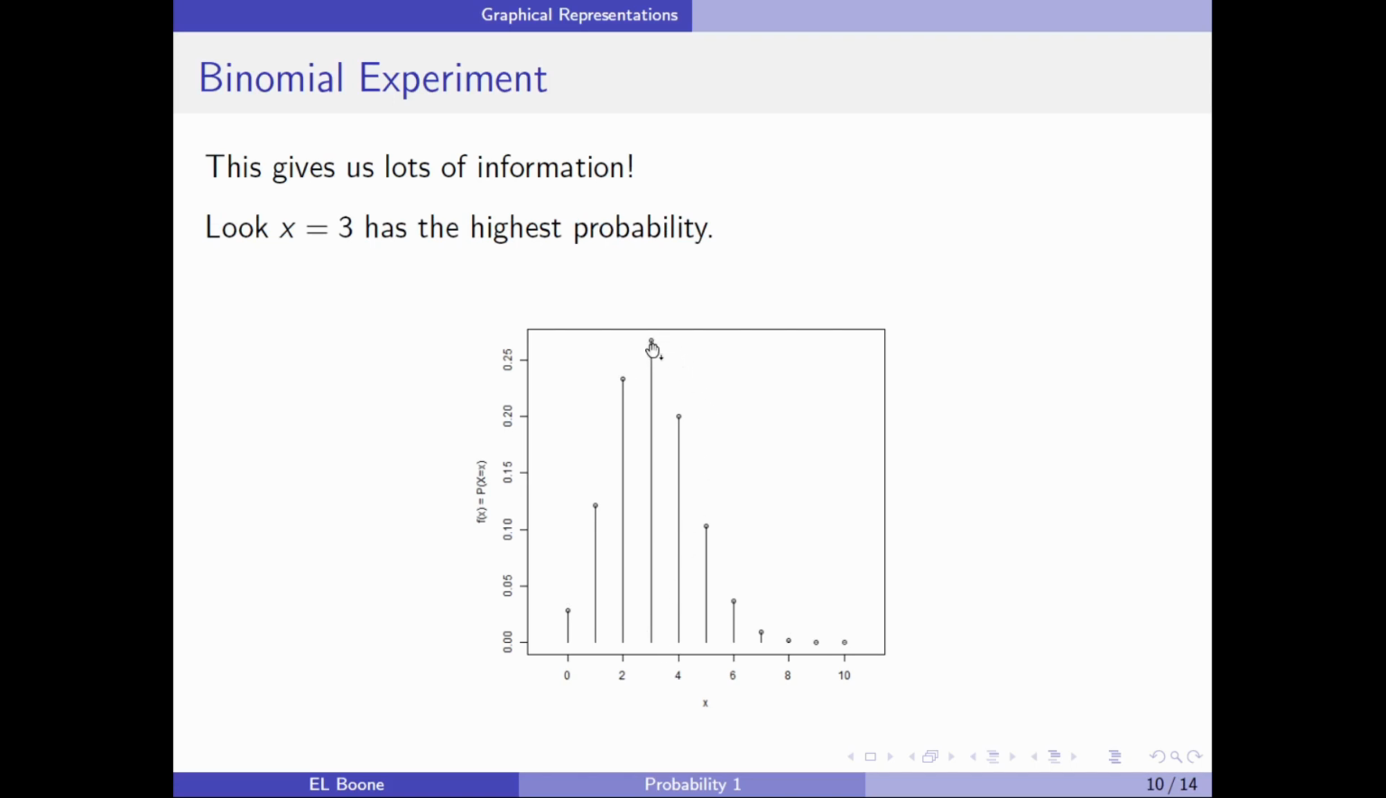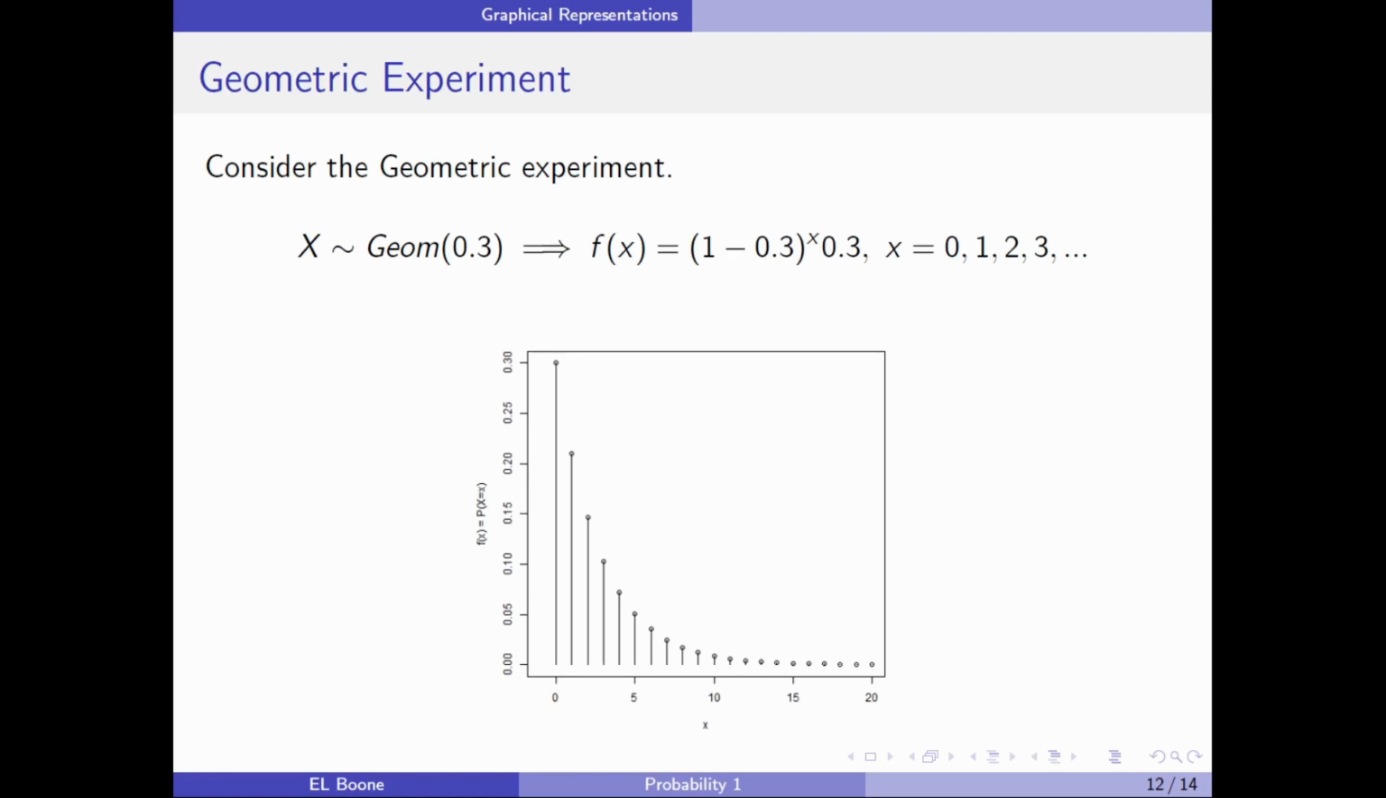If we looked at the formula alone, we'd be like, I don't know which one that is, and it might be difficult to figure out directly. We can also see that x equals 10 has a very low probability, and hence is very unlikely to happen. Even though it may happen, it's very unlikely to happen.